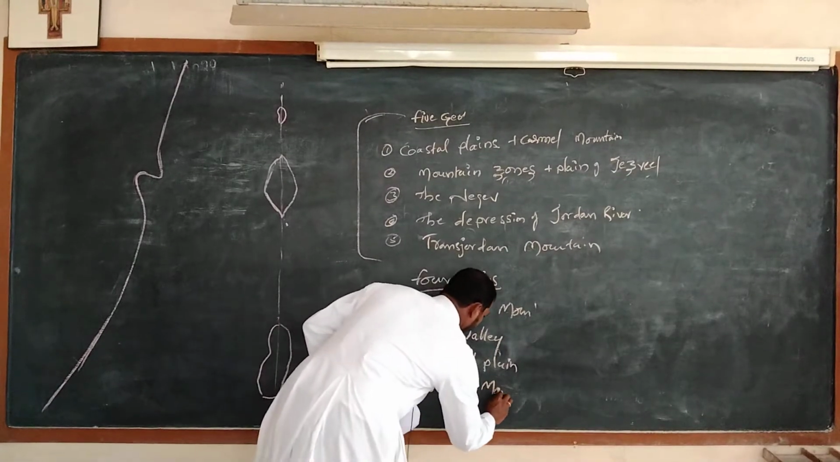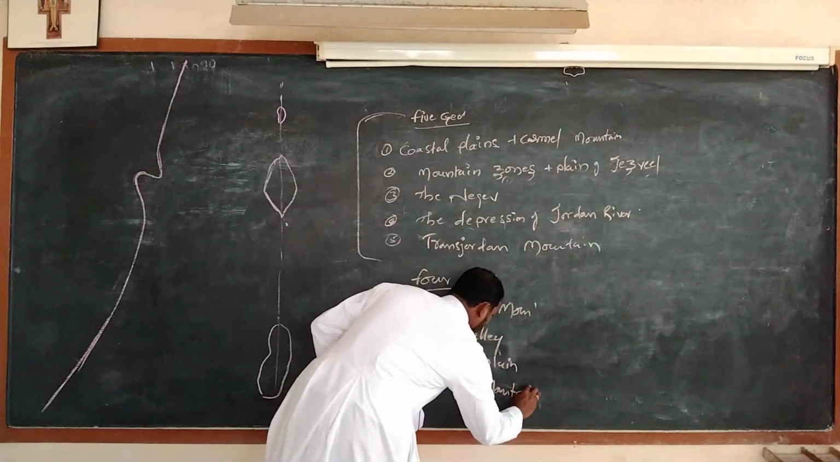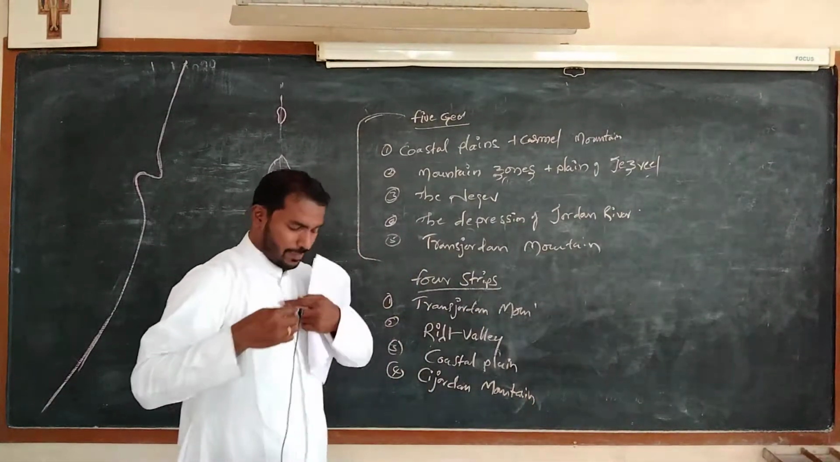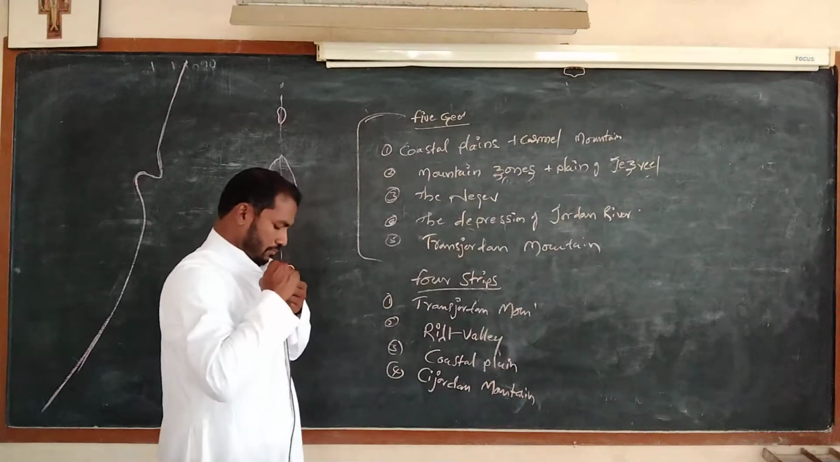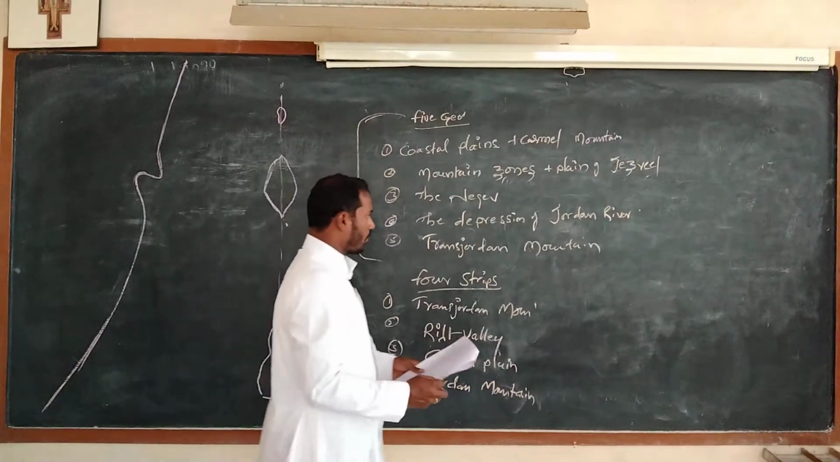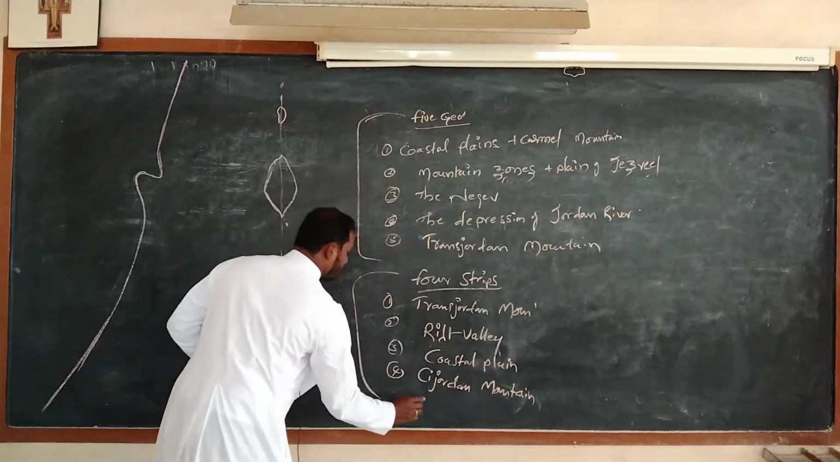Sea Jordan means what? Already we have seen. Sea Jordan, that is the west bank. Sea Jordan means west bank of Jordan.